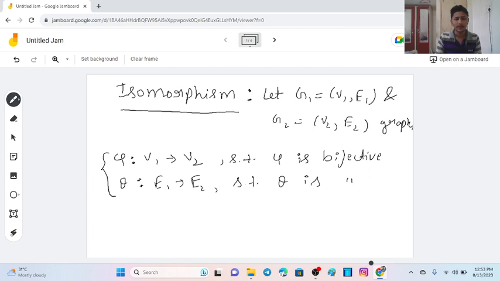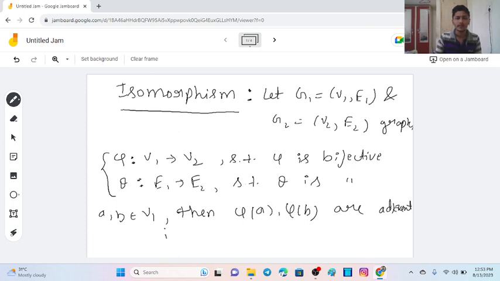Okay, and one another condition: if A, B belong to V1, then phi of A and phi of B are adjacent if and only if A and B are adjacent. Okay, so this is the definition of isomorphism. So if these conditions hold, then we will say that the two graphs are isomorphic graphs.